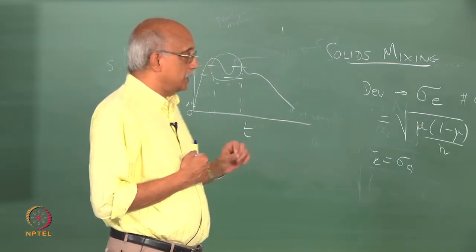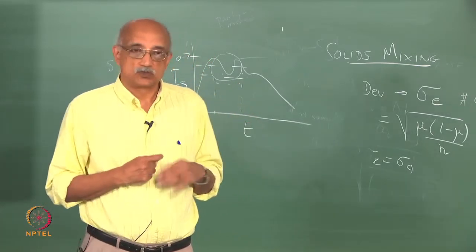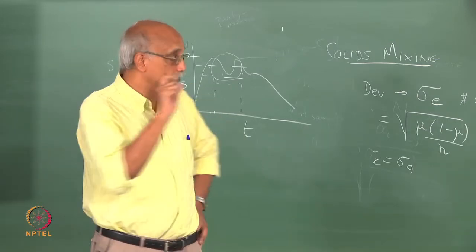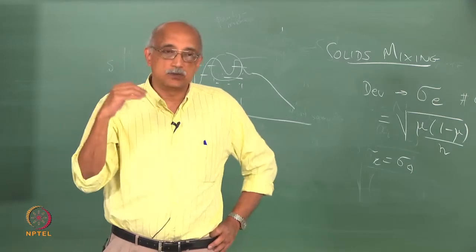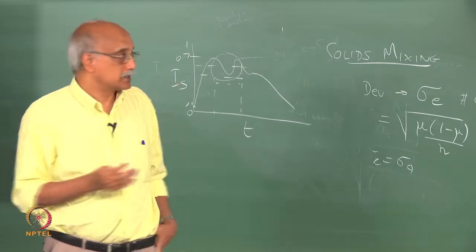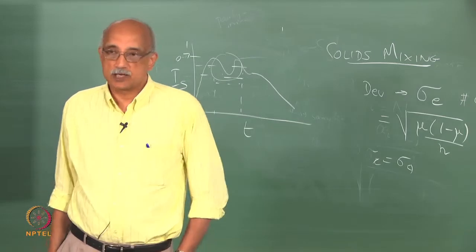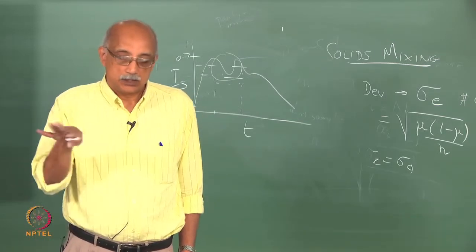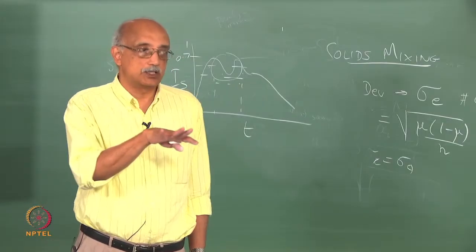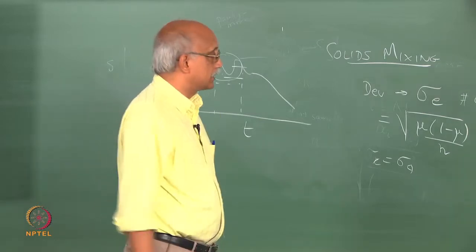So, in this particular case, your ultimate value for IS is 1. So, you can look at that as your limit, and the difference between that equilibrium value and your current value provides a driving force for mixing to happen. So, you can simply write dIs by dt as equal to k times (1 minus IS). So, it is the deviation of your mixing index from its ultimate value of unity that drives your mixing process. So, the process tries to get to a mixing index of 1.